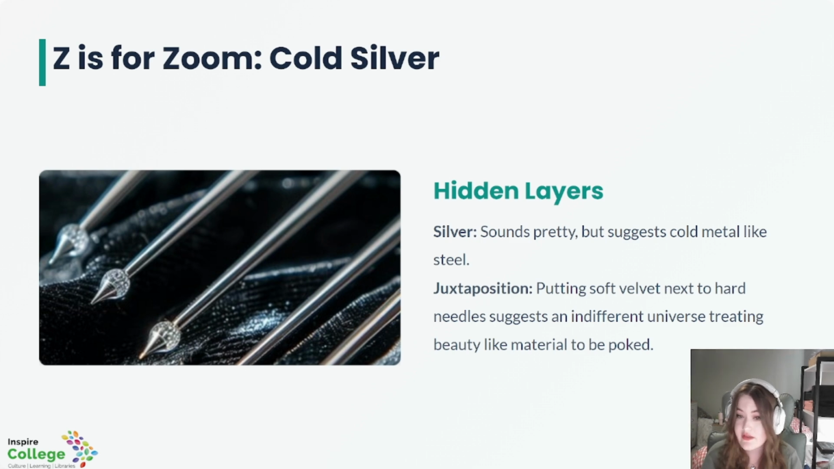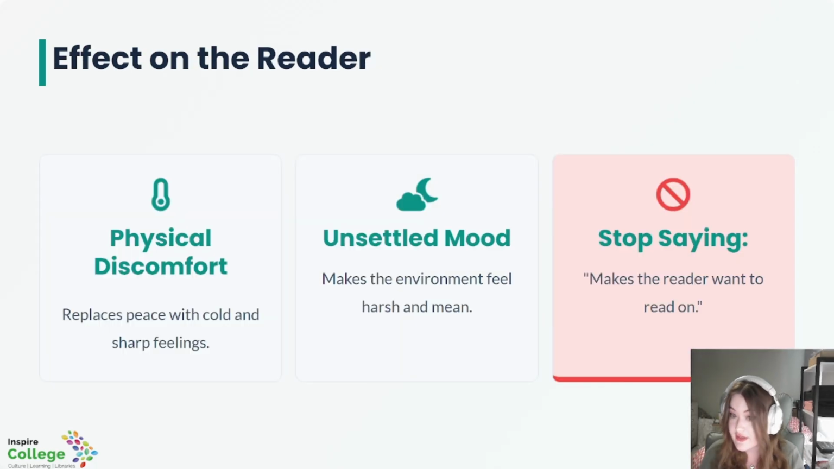So in my analysis, I could say something along the lines of, the use of juxtaposition suggests that the universe does not care. It treats the beautiful sky like a scrap of material to be poked and damaged. That's how you find meaning. You just keep going, you keep digging, you keep squeezing the sponge until you get as many ideas out as possible. So how does all of that affect the reader then?